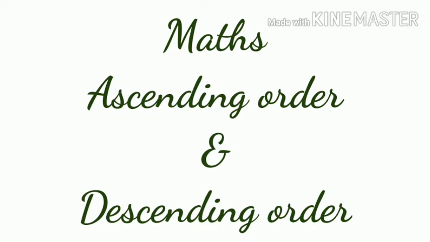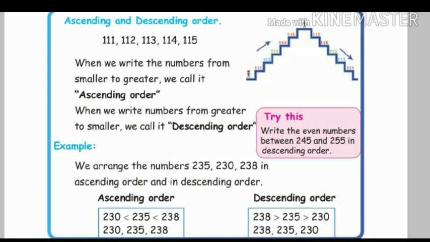Do you know what is ascending order? Yes. When we write the numbers from smaller to greater, we call it ascending order. And when we write numbers from greater to smaller, we call it descending order. Some examples, we can see one example here. We arrange the numbers 235, 230 and 238 in ascending and in descending order.